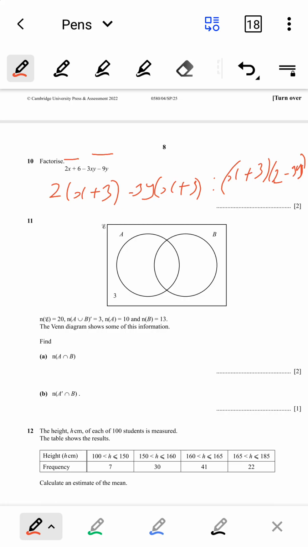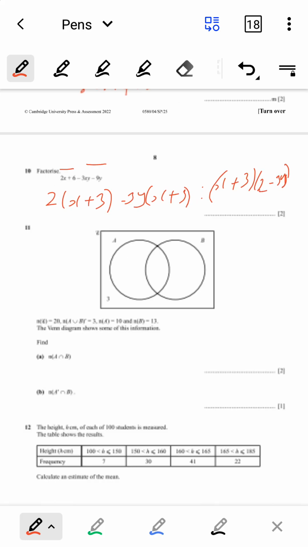Moving forward with question number 11, a Venn diagram concept. That is also very easy. The total number of elements is 20. The number outside A union B, the complement, is 3. N of A is 10. N of B is 13. The Venn diagram shows some of this information. Outside we have 20 in total, with 3 outside of A union B. Then one more condition is given, A union B.